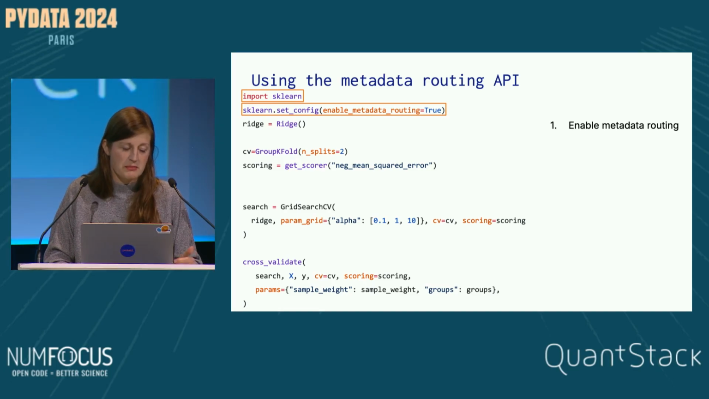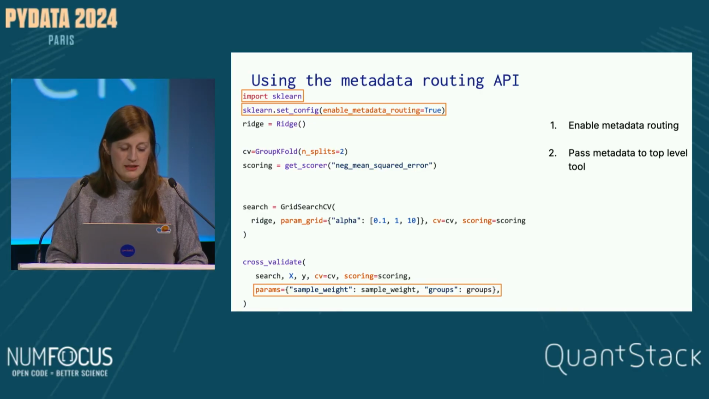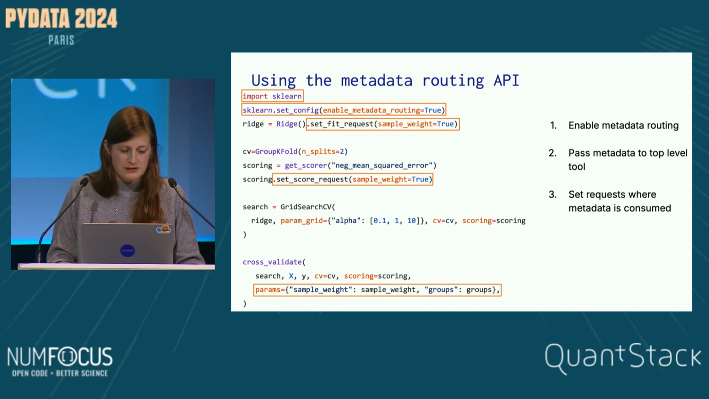Then the main idea of metadata routing is that you have a top-level tool where you can pass your metadata into. In this case, it's cross-validate. And we pass our metadata as a dictionary called params. So we've passed it, and now the last step is that we have to define where we actually want to use the metadata in the end. In order to do this, we have to set requests. Those are called set_method_request, where you can exchange method by the actual method name. I will show you. So this is how it looks.